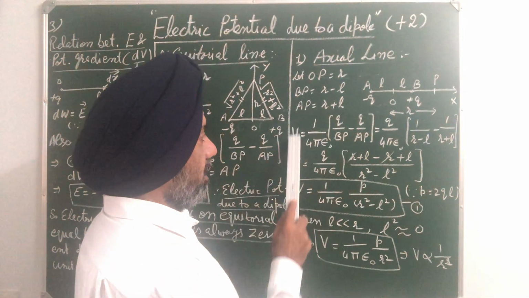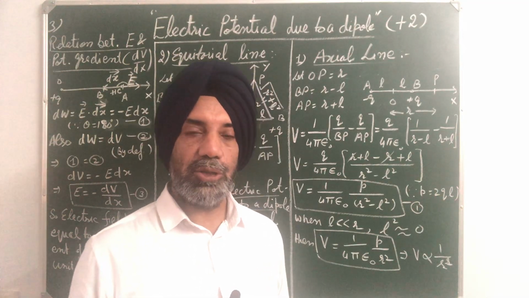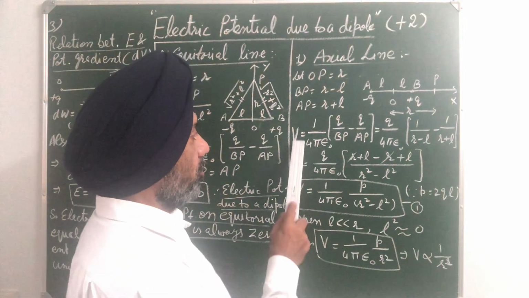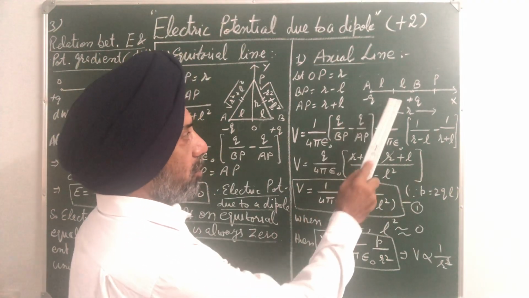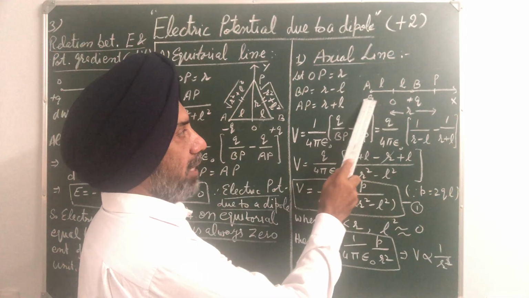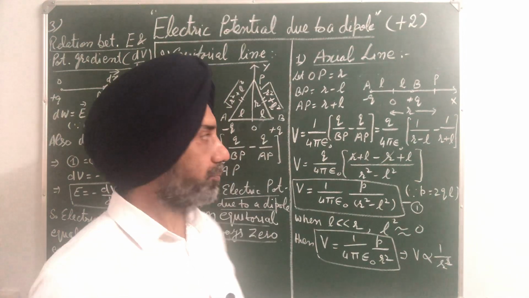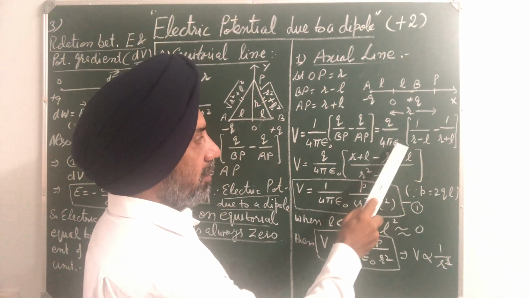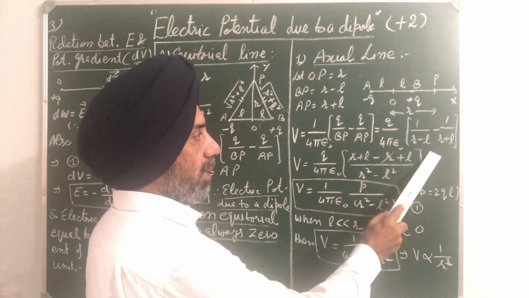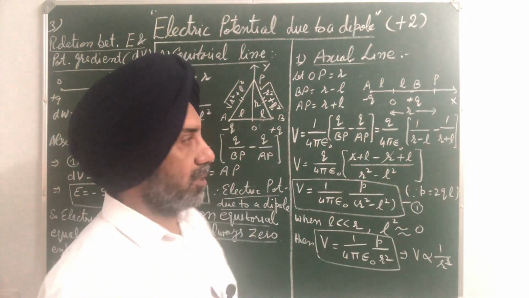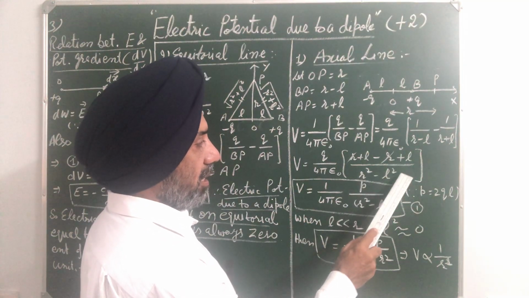Very simple. By the definition of electric potential due to a point charge, V is given by 1 upon 4 pi epsilon naught Q upon distance. So V is equal to 1 over 4 pi epsilon naught times Q over BP minus Q over AP, because electric potential is algebraically added. Q can be taken common: Q upon 4 pi epsilon naught. What is BP? R minus L. So 1 upon R minus L minus 1 upon R plus L. Simplifying it, we have R square minus L square in the denominator.